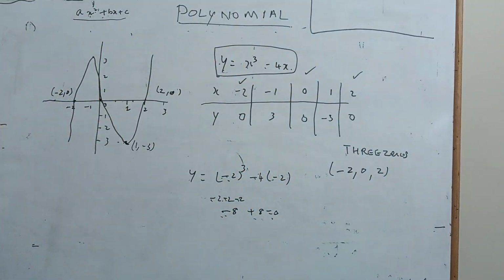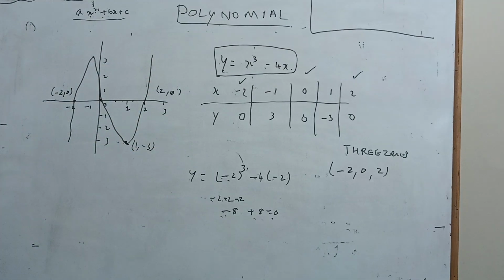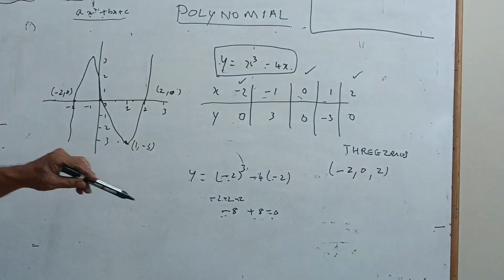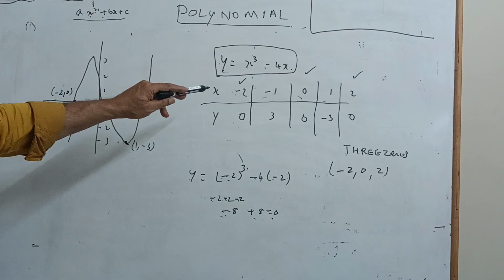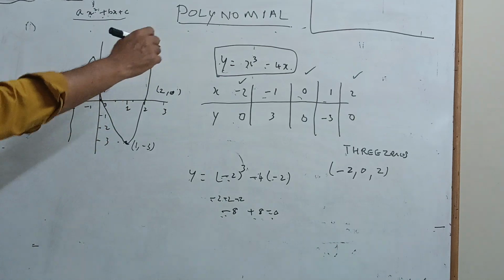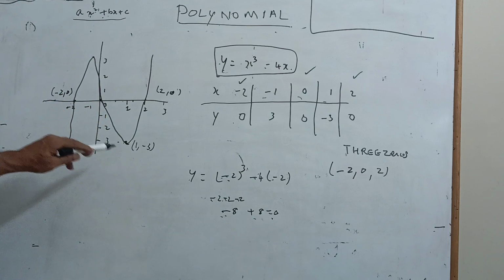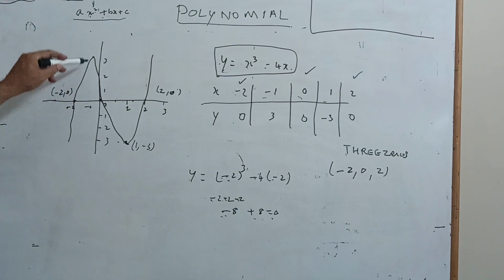You try one by one. Suppose now we have taken 5 points. Now we are going to plot them on a graph. This point is minus 2, 0: x is equal to minus 2 and y equal to 0. Next is minus 1, 3. This is the point minus 1, 3.